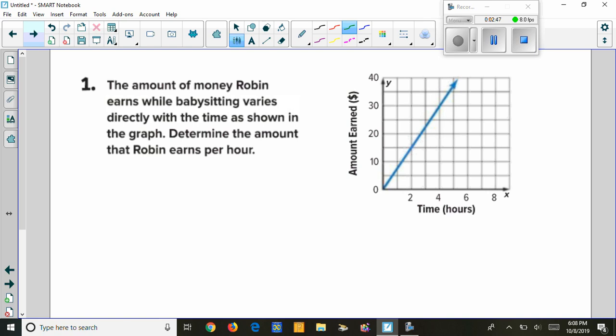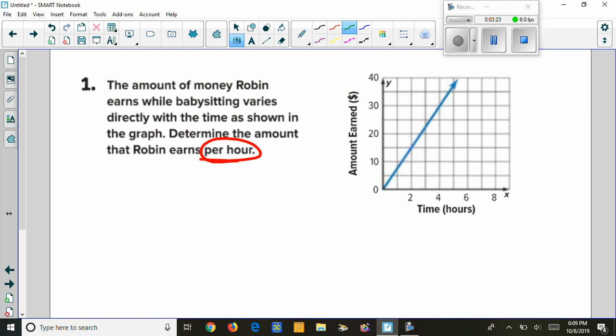Here we go. Our first example states the amount of money Robin earns while babysitting varies directly with the time as shown in the graph. Determine the amount that Robin earns per hour. So what we want to figure out here has to do with what it means for her to earn money per hour. So let's figure out what's happening here.